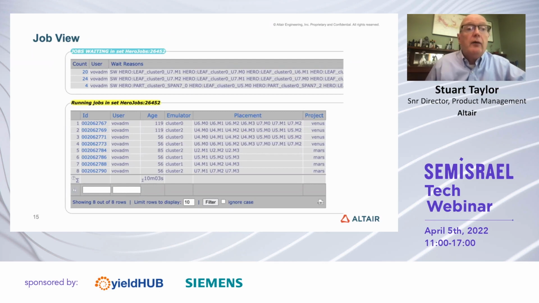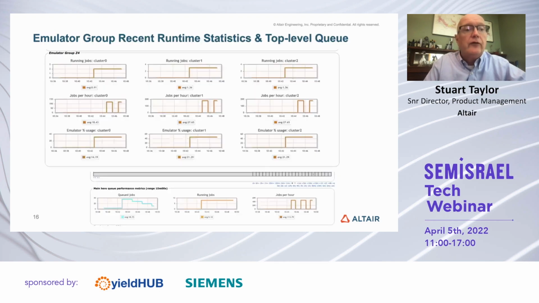Job view, we've got queue jobs. This is showing us various different wait reasons for those jobs. It's a little tricky to read because of the complex emulation resources, but we can see that we've got a total of 48 jobs queued. We've also got some running jobs listed below.